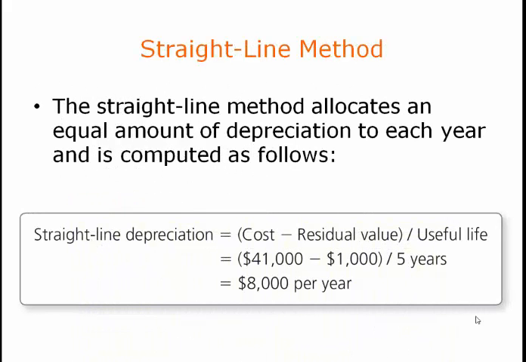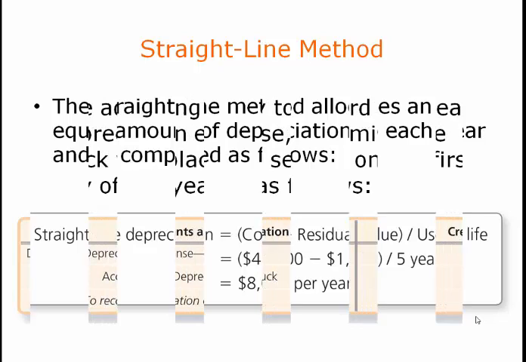So the first, straight line, if you were to look at it on a graph, for each year it's going to be exactly the same. It's going to be $8,000 per year for the next 5 years. And the way you calculate that is you take the acquisition cost or the capitalized cost, $41,000, less the residual value. Remember, that gives you the depreciable cost, divided by 5 years. And it tells you that your depreciation per year is going to be $8,000.